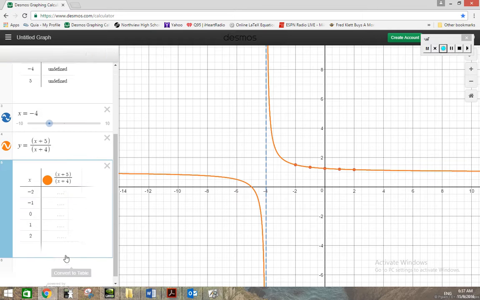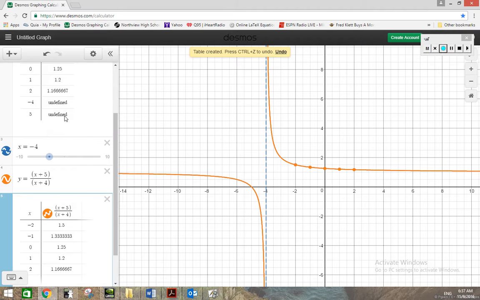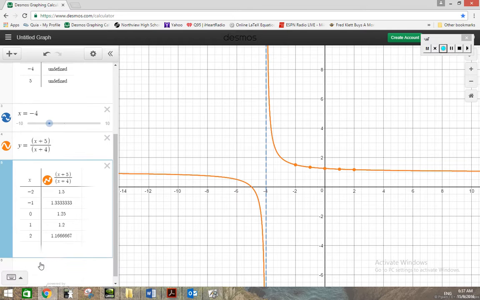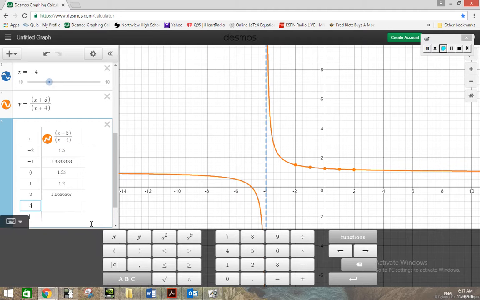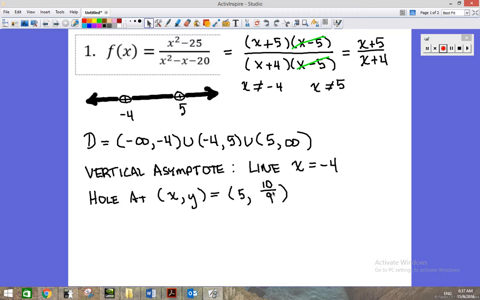So where this was undefined at 5, if I come down here in my table and key in a 5, the 1.1111, well, that's 10 over 9. All right, so I hope that helps. Sorry for this being long, but when you do the Desmos graphing calculator, it takes a little bit more time.